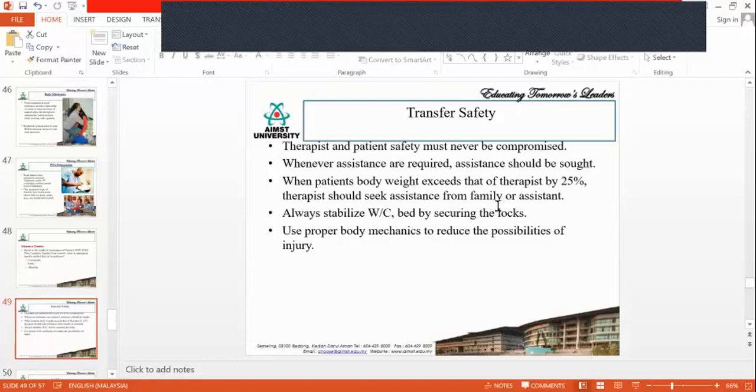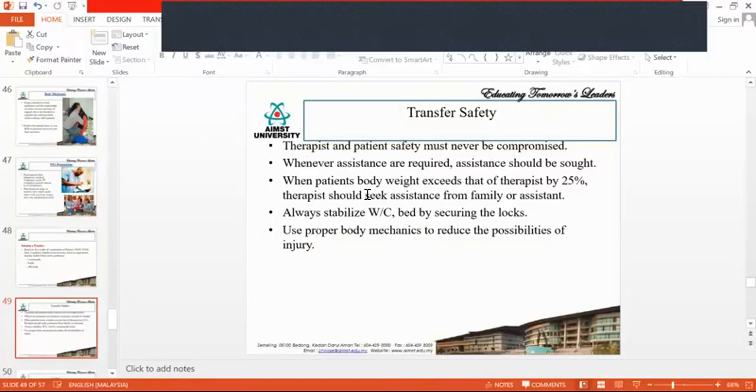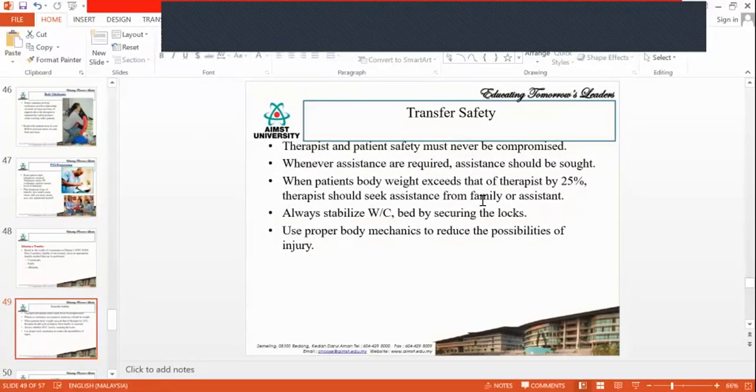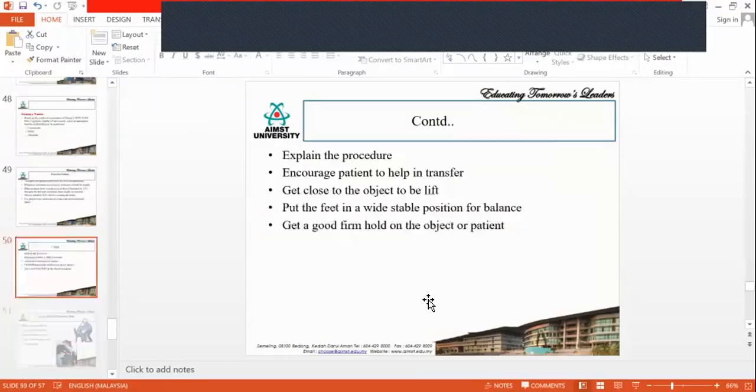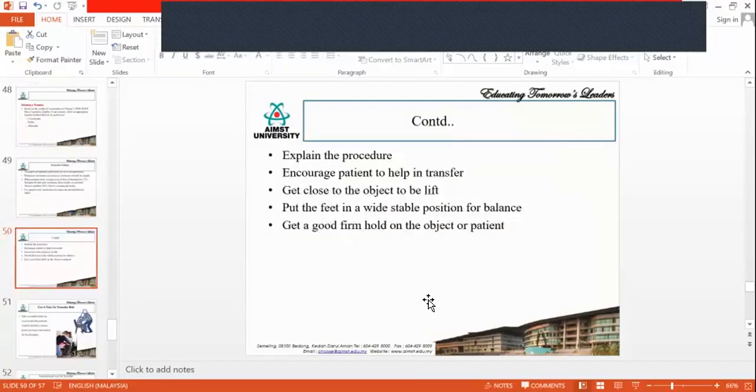Then you need to make sure that the patient is not exceeding 25% of your body weight. That means if you are 100 kg, you can lift only a patient of 125 kgs. If they are 200 kgs, then you cannot lift the patient alone. So you cannot exceed 25% of your body weight. Then always secure the wheelchair, bed or anything properly and use proper mechanisms to reduce the possibility of injuries. So these are very much important.